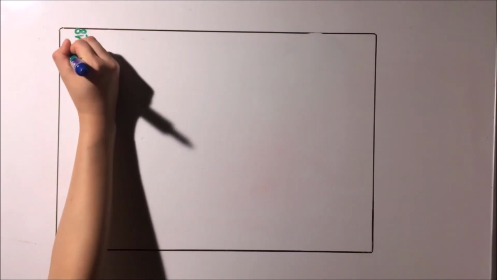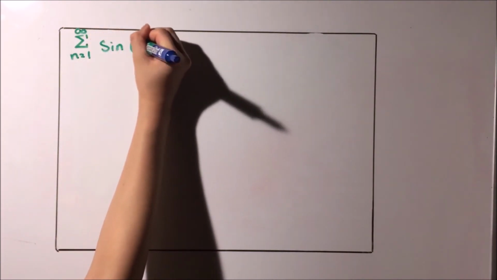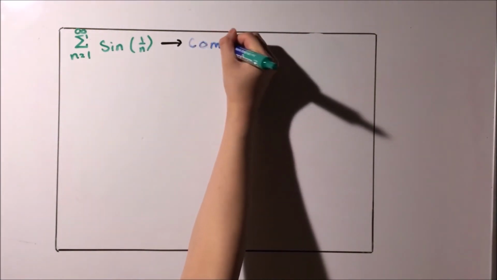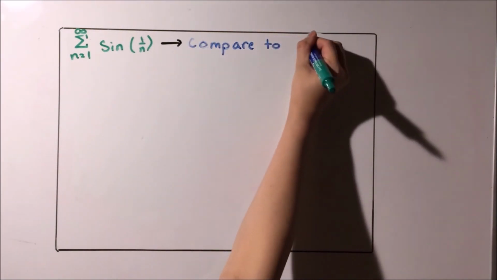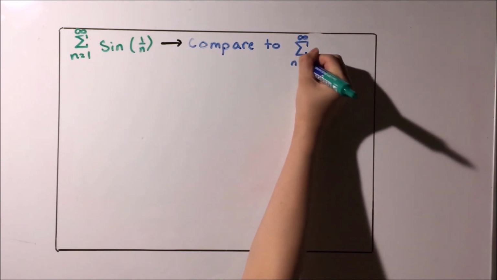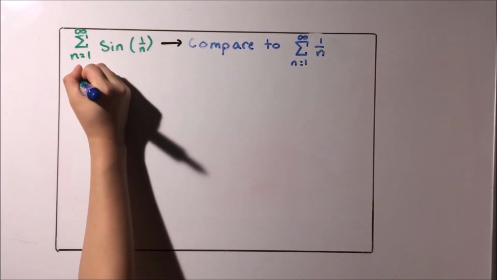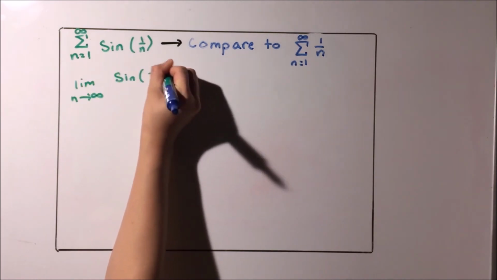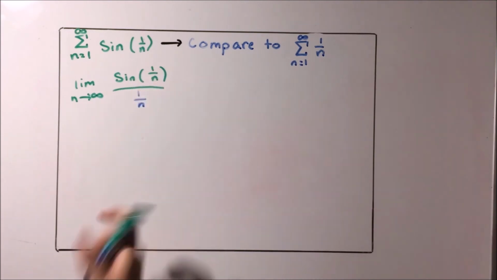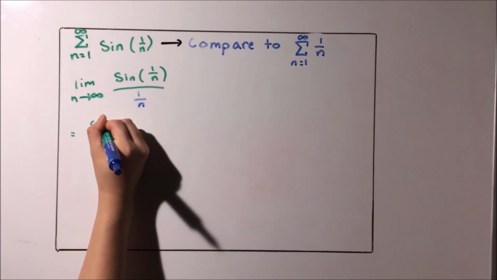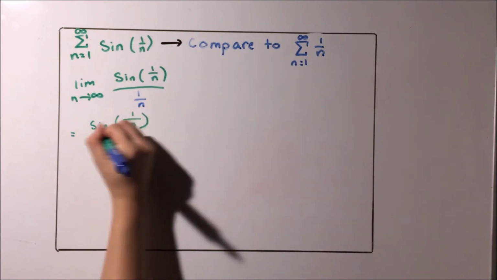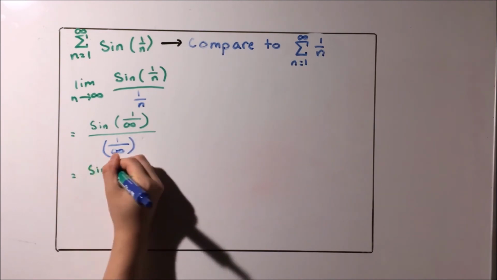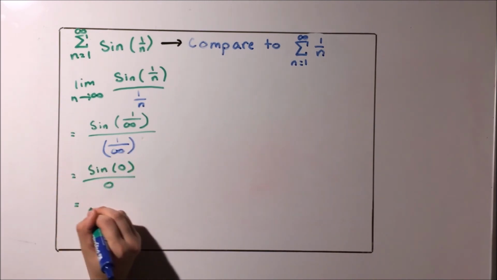So for our final example, we have the trig series of sine of 1 over n. We notice that we want to use the limit comparison test, and for that we must also have a b sub n, which in this case we will use 1 over n. First we must take the limit of a sub n over b sub n, which would be sine of 1 over n over 1 over n. This simplifies into the limit as n approaches infinity of n sine of 1 over n. This however ends up equaling 0 over 0, so we can use L'Hopital's rule.